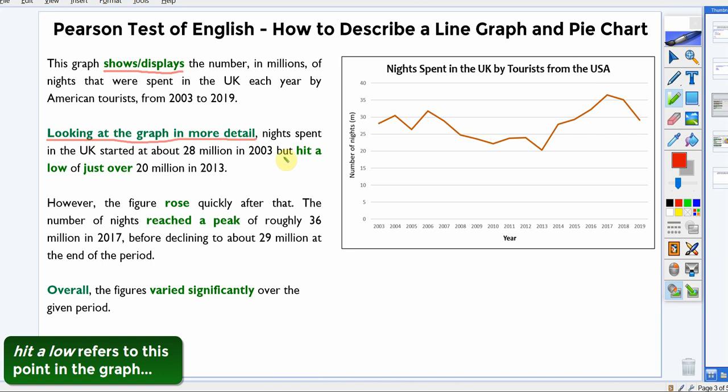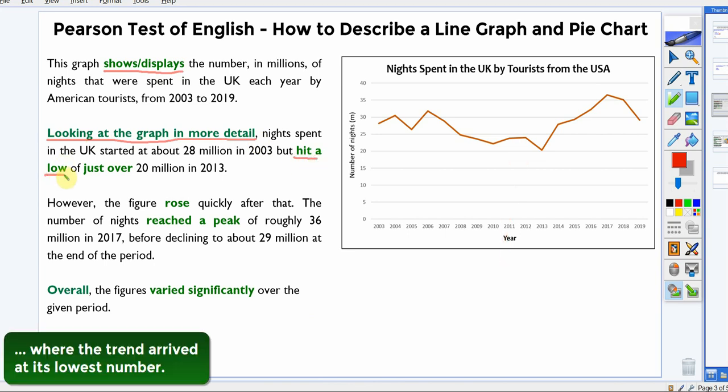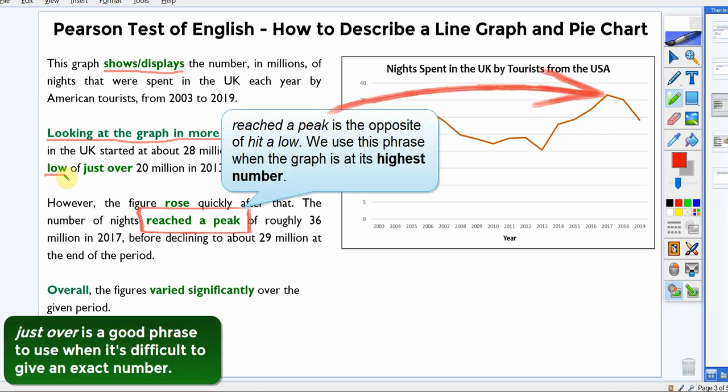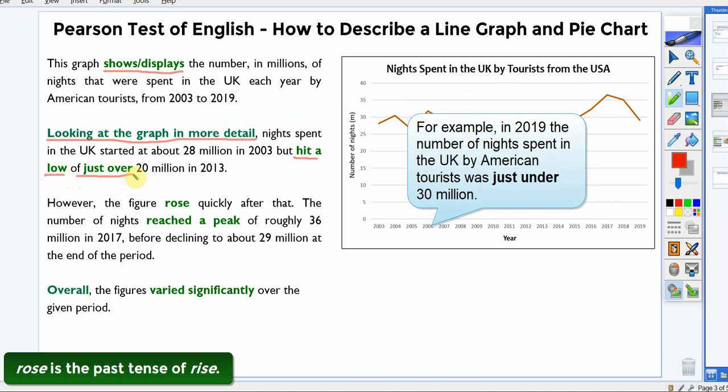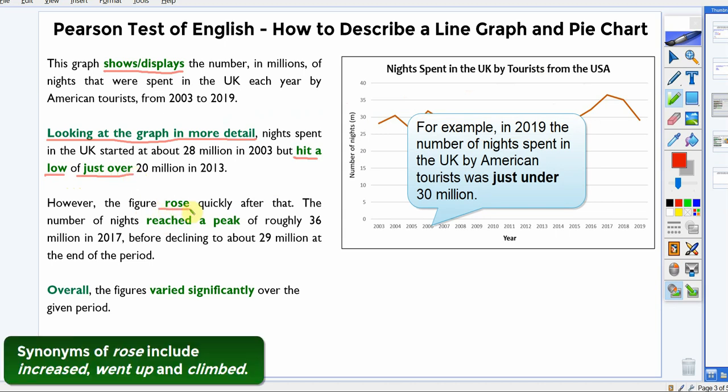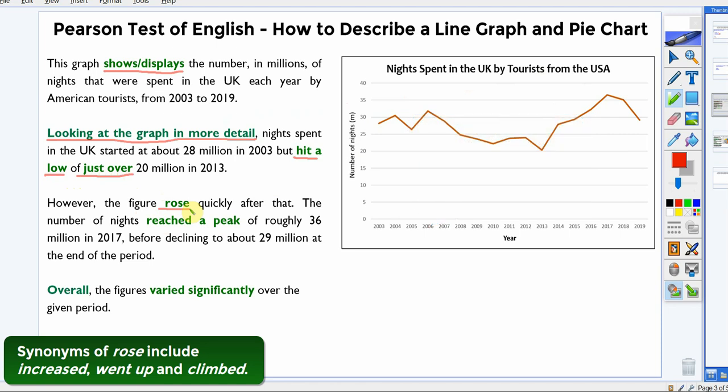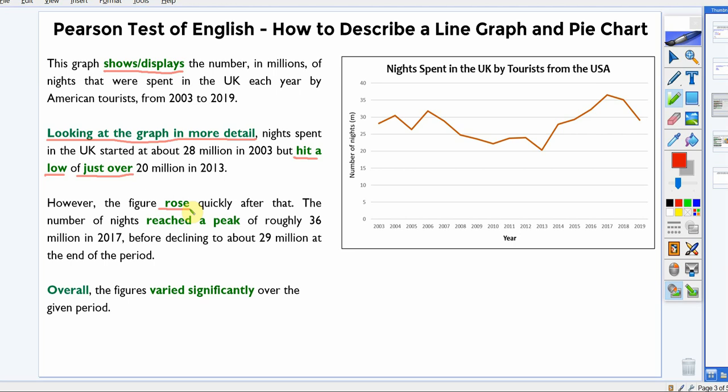Hit a low refers to this point in the graph, where the trend arrived at its lowest number. Just over is a good phrase to use when it's difficult to give an exact number. The opposite of just over is just under. Rose is the past tense of rise. Synonyms of rose include increased, went up, and climbed.